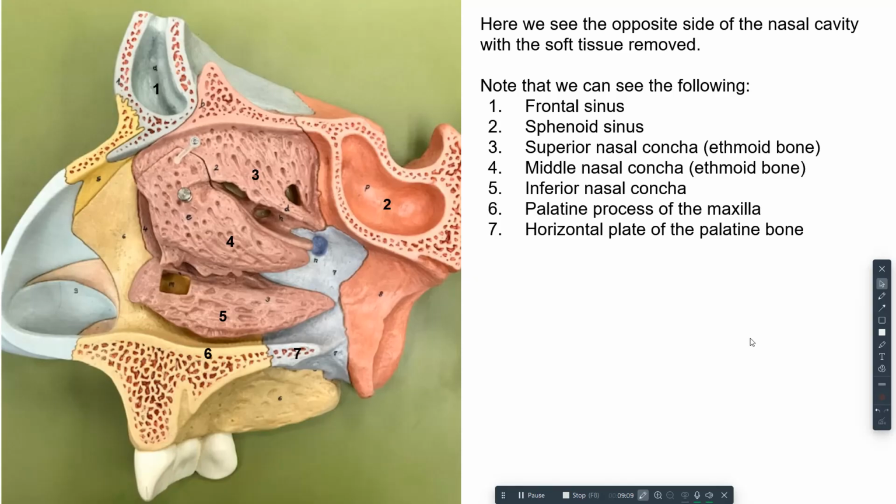All right, here is the other side of that model. This side just has hard stuff. So we've got bone and teeth and a little bit of cartilage here. So teeth, lots of bone, a little bit of cartilage.